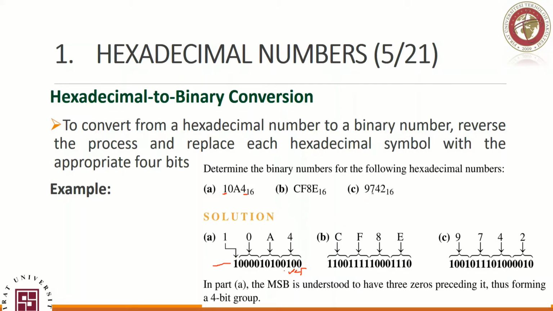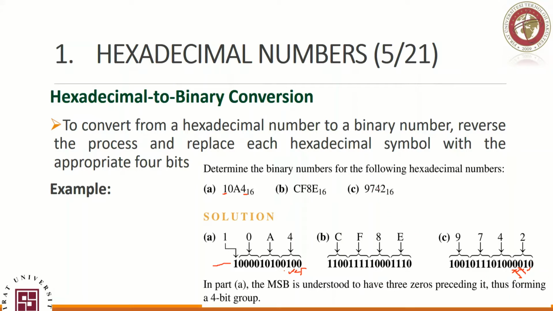Alright, let's take the last one. Here, this one. We start with 2. So we have the weights 8, 4, 2, 1. We have 2, so we don't have 8. We don't have 4. We have 2. And we don't have 1. Alright, so it is 0, 0, 1, 0.